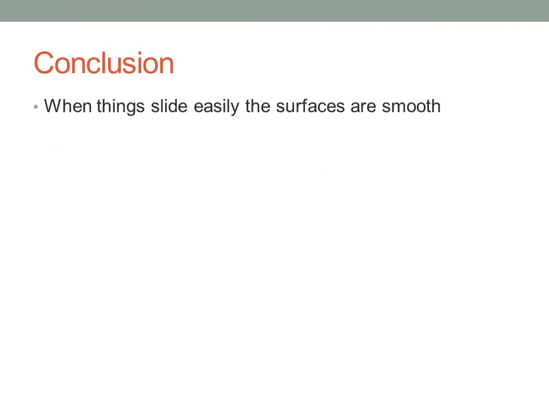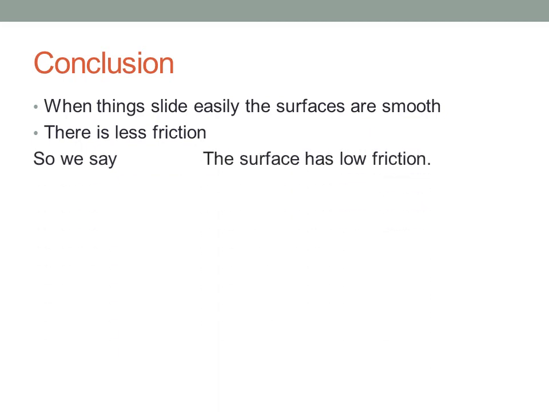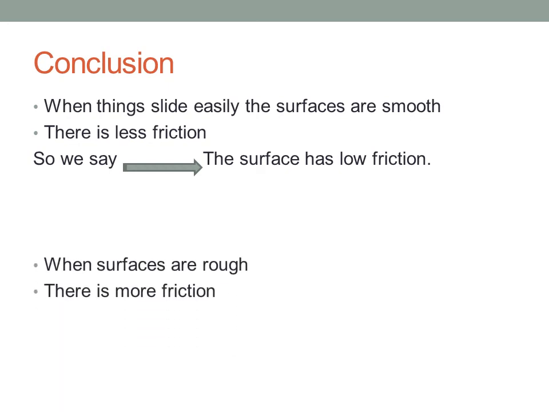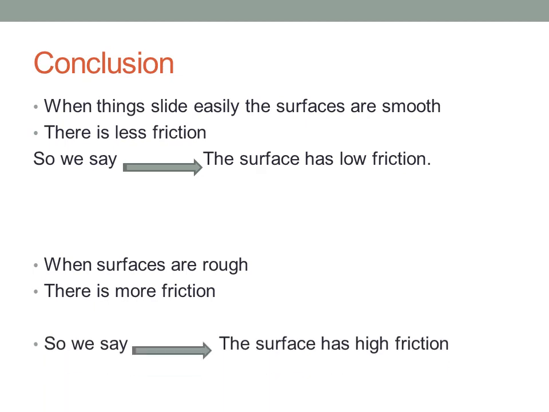Okay, thank you. Here is the conclusion for this: when things slide easily, like on the smooth table, there is less friction, and we can say that the surface has low friction or small friction. But when the surface is rough, there is more friction, so we can say the surface has high friction or large friction.